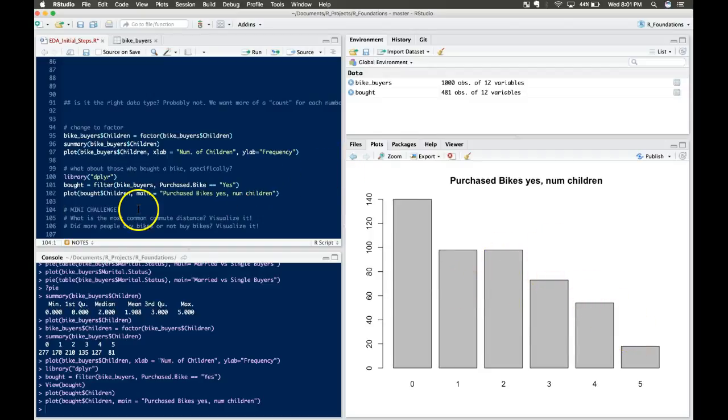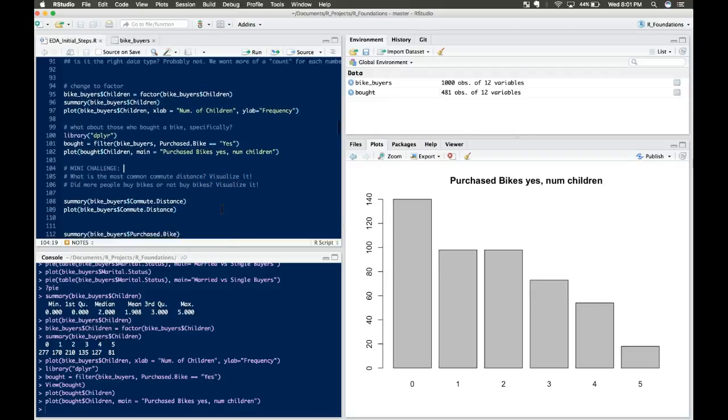So here's a mini challenge for you. Figure out what is the most common commute distance, and I want you to visualize it. And then also try and figure out, did more people buy bikes or not buy bikes? And then visualize that as well. So you can go ahead and pause the video right now and try that little mini challenge and see if you can find a good answer. Alright, I'm going to move on now.